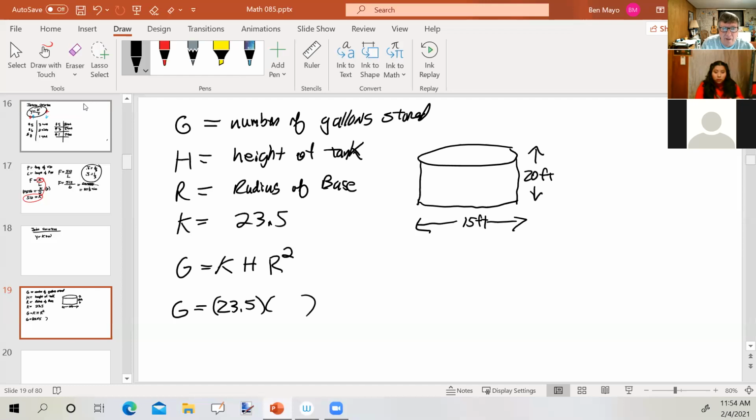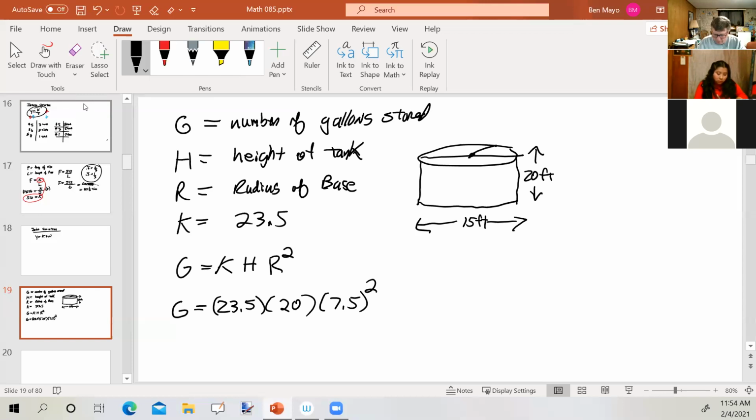Is my drawing that bad? What would the height of the tank be? 20. Okay, now be careful. What's the radius of the base? 7.5. Right, half of the distance. The 15 feet is the diameter, right? So all the way across is 15 feet. The radius would be half of that, or 7.5. Now, don't forget this is squared.